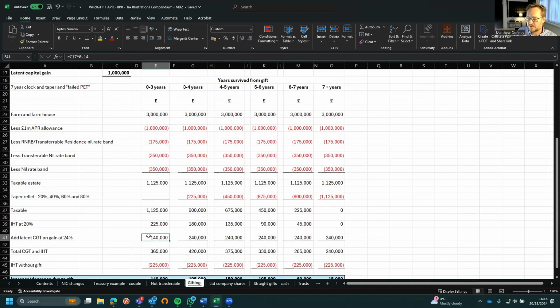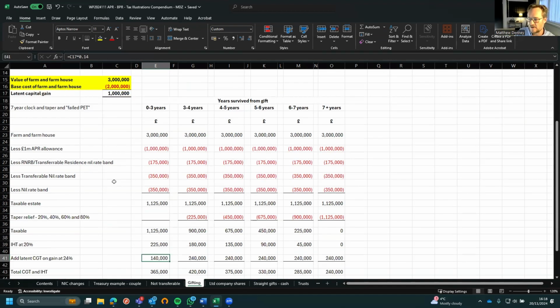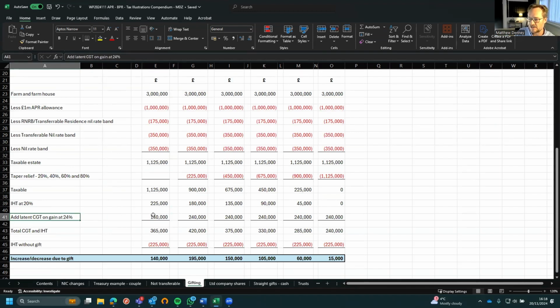The latent capital gain: if, as a consequence of this being given to me, and my parent not surviving 3 years, I've got that bill. I may then think, oh, bugger, I'm going to have to sell this because I can't actually afford to pay the inheritance tax. So if I was to sell the whole thing, I would then incur capital gains tax on this 1 million. And let's assume the rate is 24%. So I've now got another £140,000 of tax to pay when I've sold the business. So the total, therefore, is the total of these two.